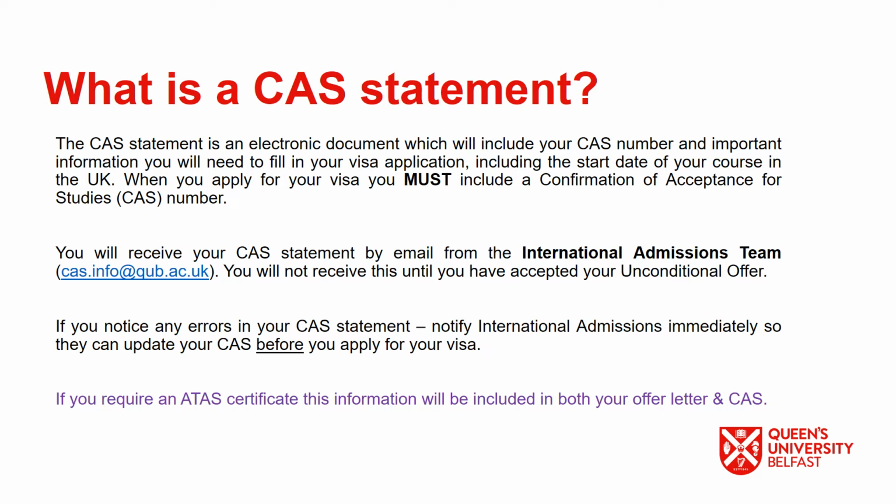You will receive your CAS statement by email from the International Admissions team, and their email address is cas.info@qub.ac.uk. You will not receive your CAS until you've accepted your unconditional offer and met all the conditions of the course. If you notice any errors in your CAS statement, you should notify International Admissions immediately, and you can do that at the cas.info email address. If you require an ATAS certificate, this information will be included in both your offer letter and your CAS statement.